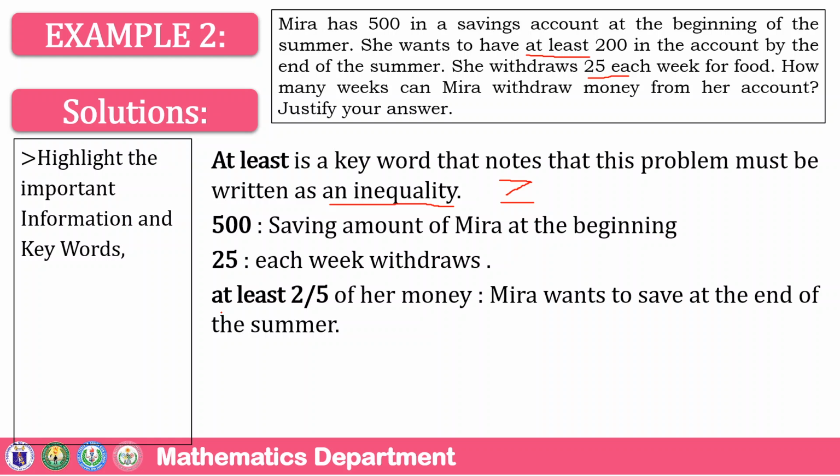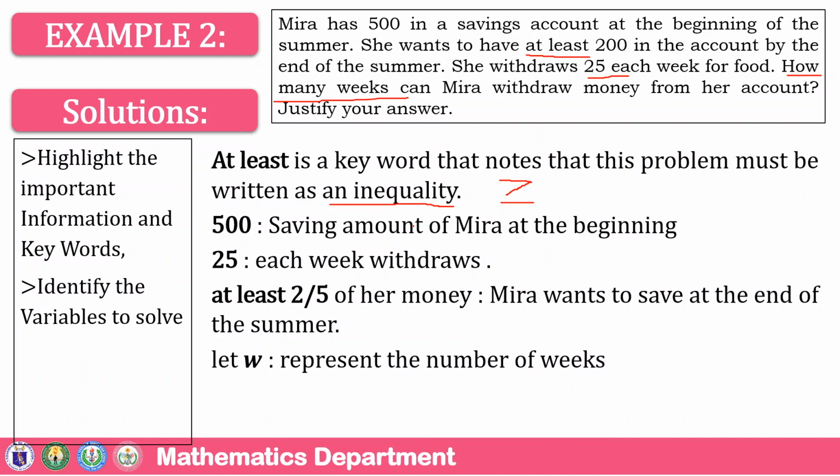Okay, proceed tayo. So, identify natin yung variables na isosolve natin. So, dahil hinahanap nito is how many weeks can Mira withdraw money. So, ganong katagal daw, ganong karaming linggo raw siya magwi-withdraw hanggang sa dumating na at least 200 na lang yung matitira sa kanya na pera. So, represent natin yung number of weeks to the variable W. And then, write natin yung equation na ating isa-solve.